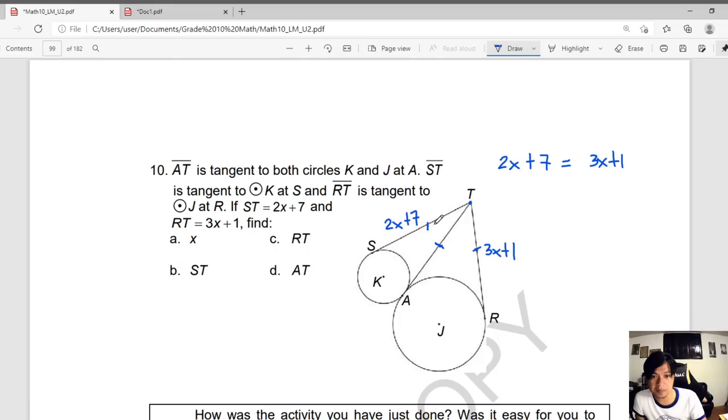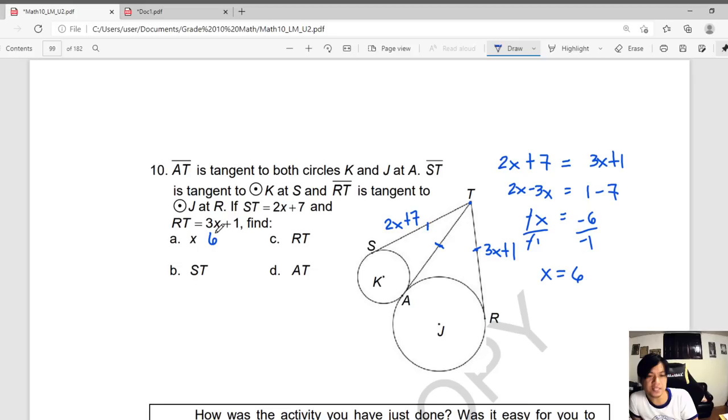So, let's find the value of x. We are looking for the value of x. Let's combine the like terms. So, 2x minus 3x equals, pair this with 1 minus 7. So 2x minus 3x is negative x, which is equal to 1 minus 7, which is negative 6. Divide both sides by negative 1 to remove the negative. So, x is equal to 6.